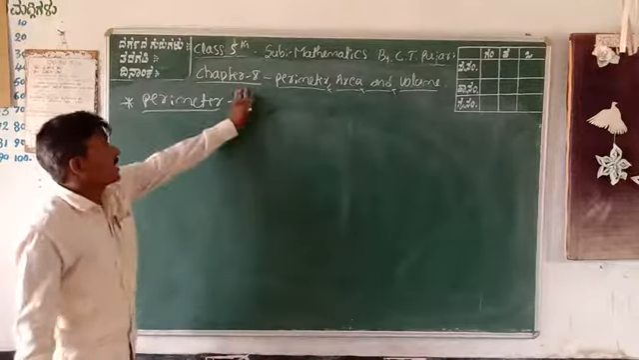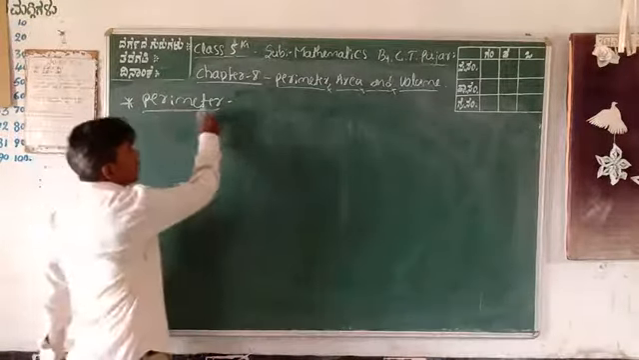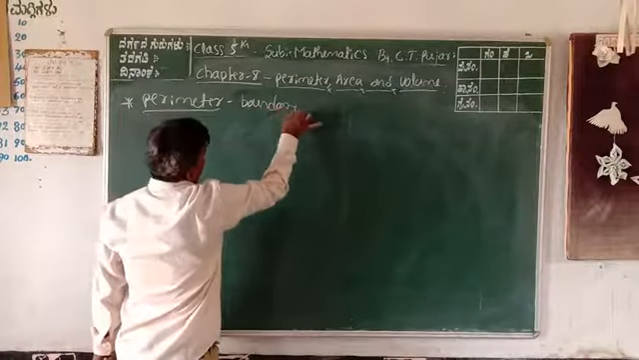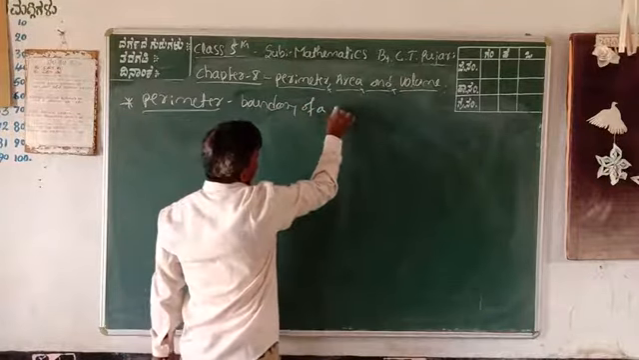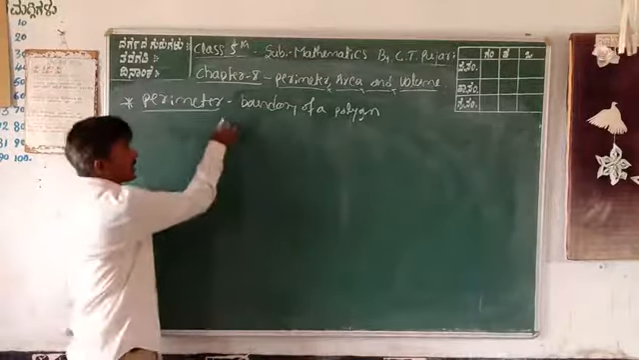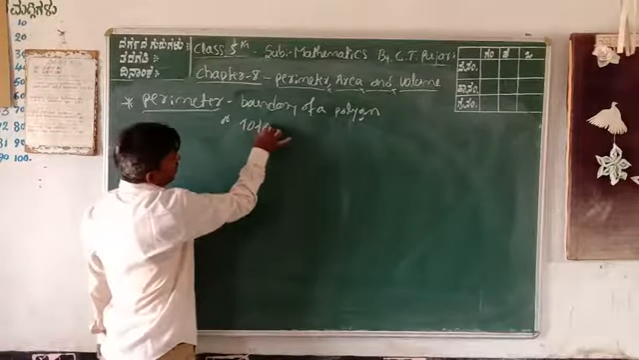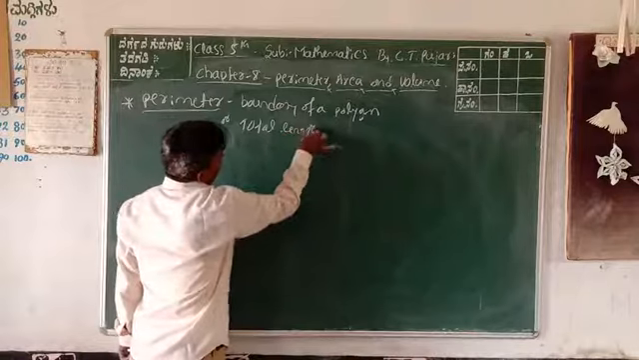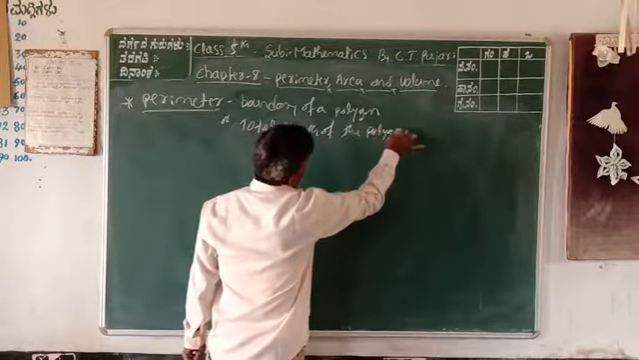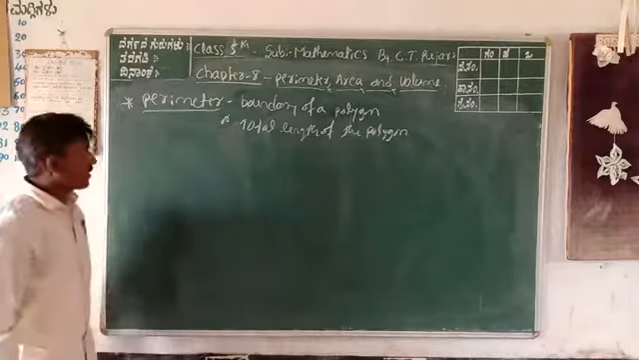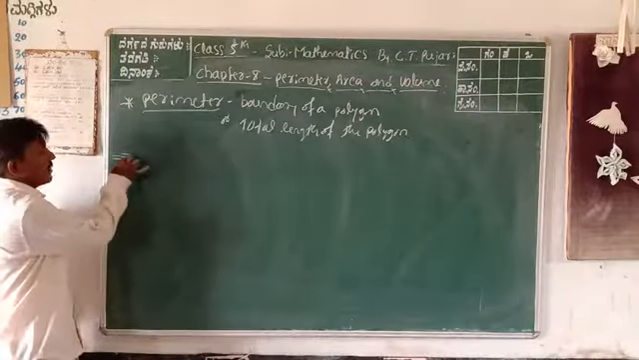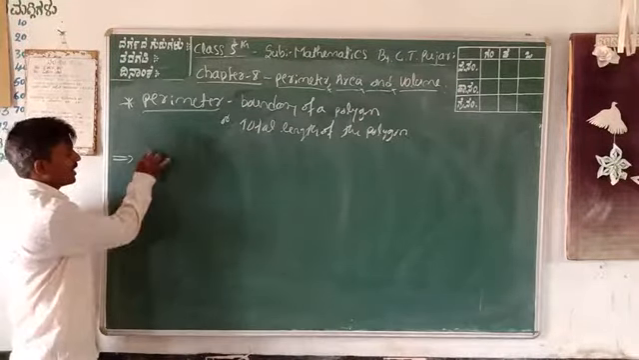In the perimeter, you study only one thing, right? Perimeter means the boundary of a polygon, or otherwise the total length of the polygon, is called the perimeter. Got it? Perimeter is only the total length. In the perimeter, you study only rectangle and square.